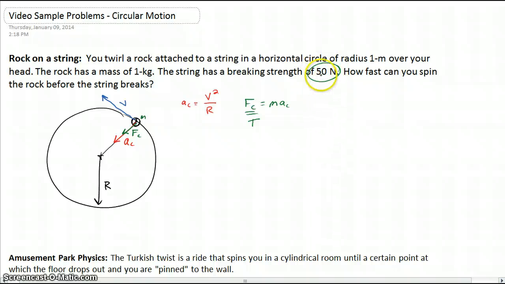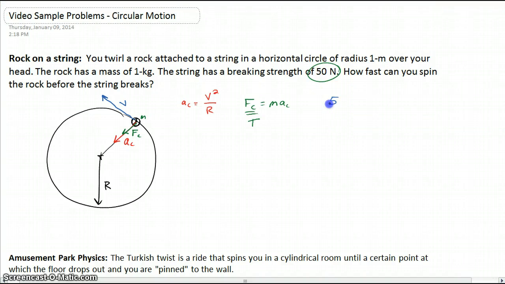If we know that the tension needs to be 50 newtons, any more, the string will break. Then we can say, from that 50 newtons, what's the maximum acceleration we can get? And with that acceleration, what's the maximum velocity we can get? And then we've answered our question. So let's take a look at how that might look.